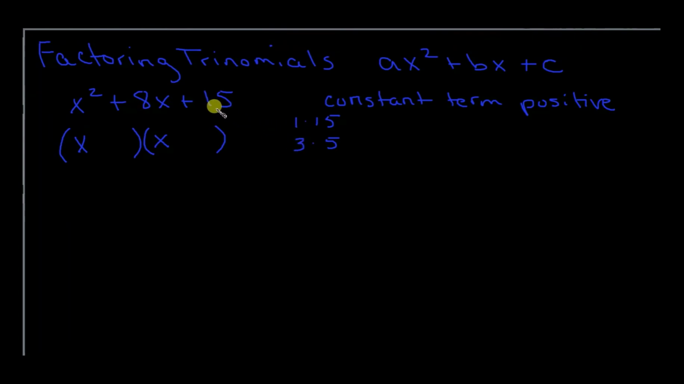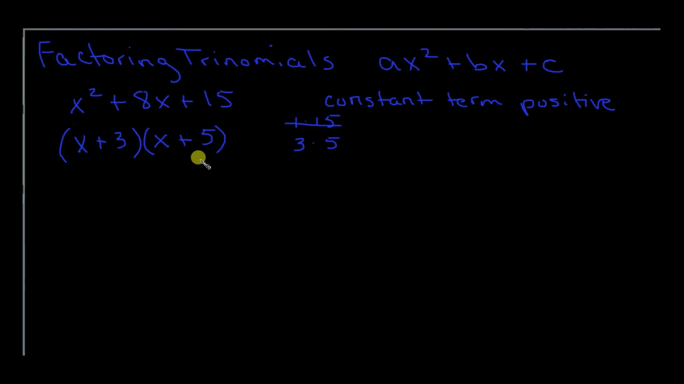Now you have to think, okay, 1 times 15 is 15, but I need those two numbers to add to 8. If you take 15 and 1 and add them, you get 16, so this one will not work. Next, 3 and 5. 3 times 5 is 15, and 3 plus 5 is 8. That works, so you put in plus 3 because it was positive, and plus 5 because the 5 was positive as well.